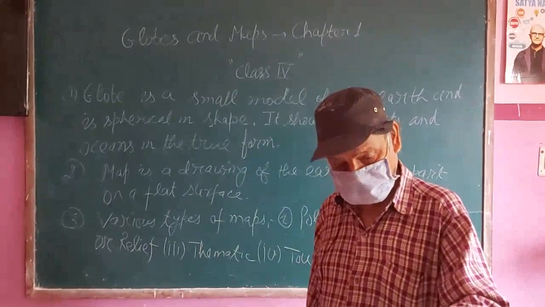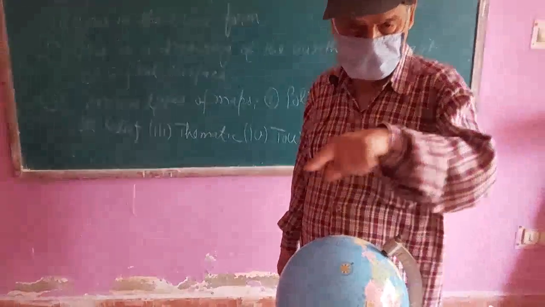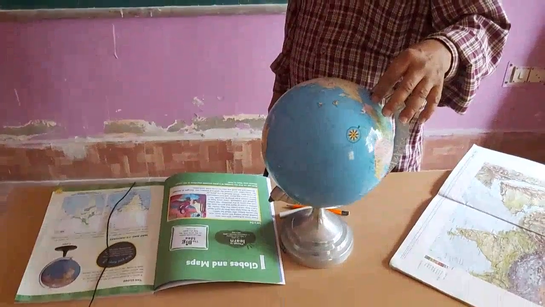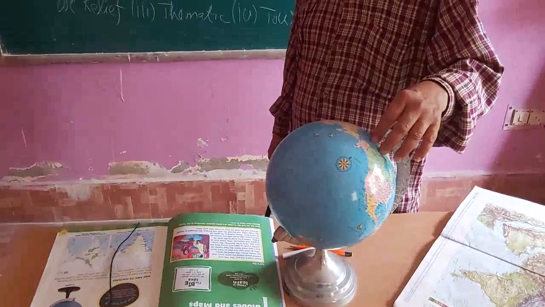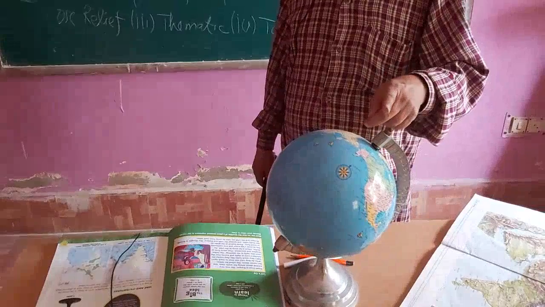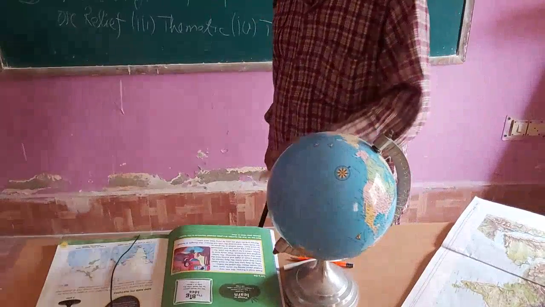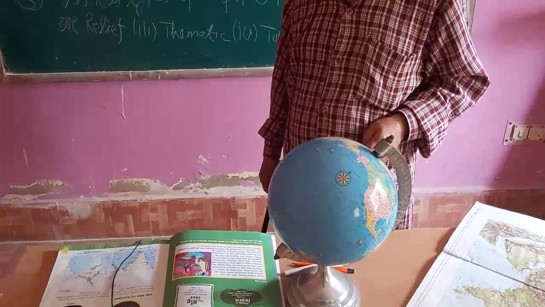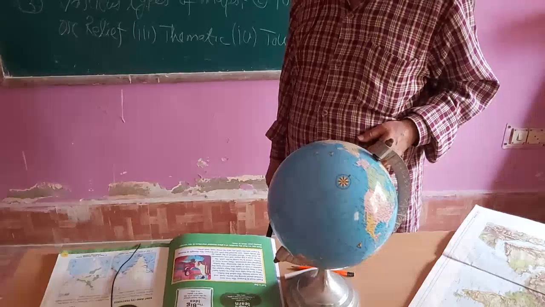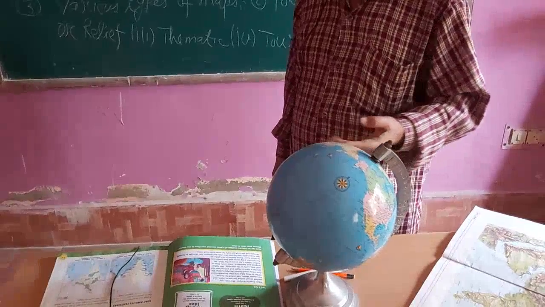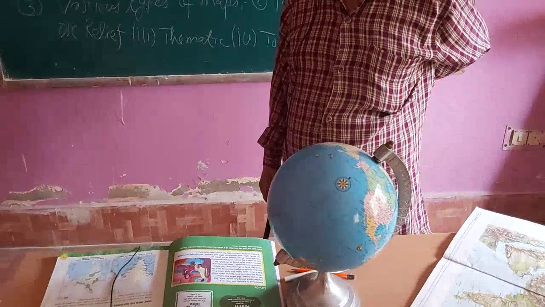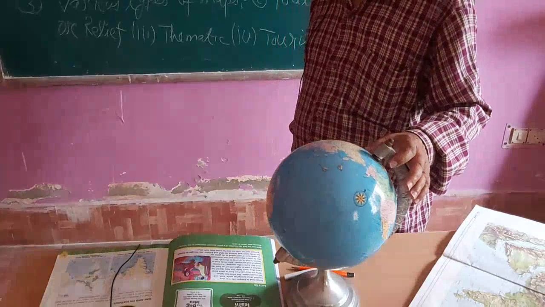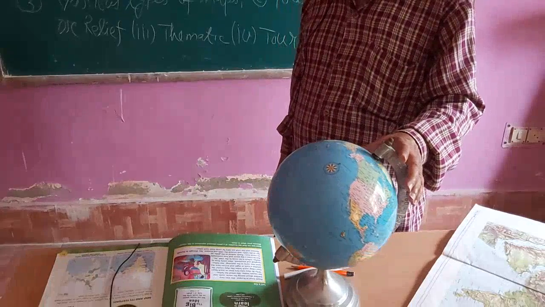Now, this is the axis of the earth. The earth rotates around it, spinning like this from west to east. This axis is an imaginary line that passes through the center of the earth and joins the North Pole to the South Pole. This axis is inclined at an angle of 66.5 degrees to the horizontal. If you draw a horizontal line, this axis makes an angle of 66.5 degrees with it. So this is your globe, a small model of the earth, spherical in shape.